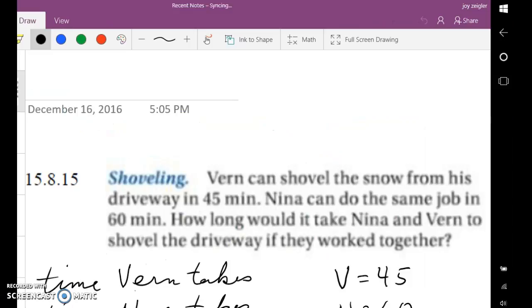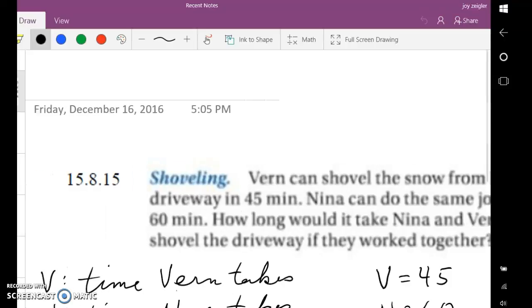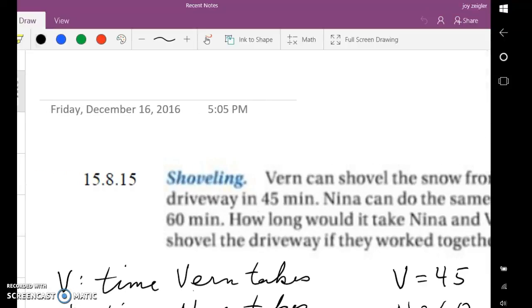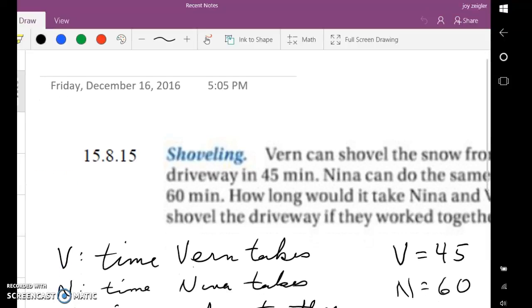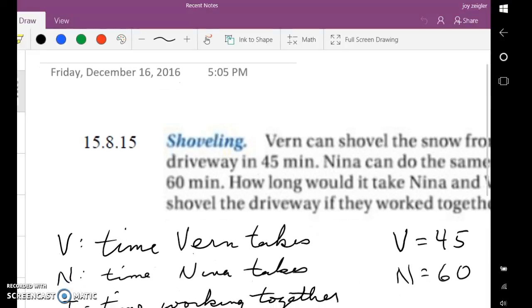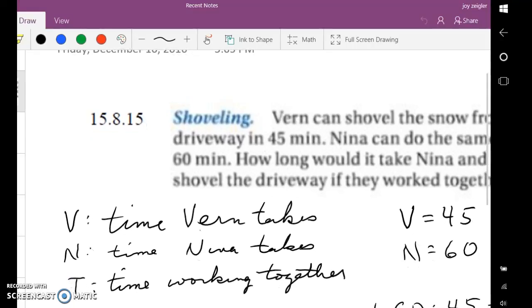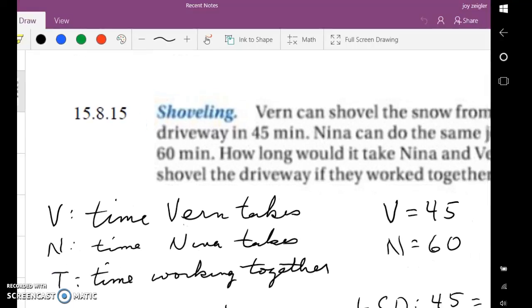Okay, here is a work problem. Vern can shovel snow in 45 minutes from his driveway. It takes Nina 60 minutes to do it. And the question is, if they work together, how long would it take them? So let's make some statements. We're going to use V for the time it takes Vern, which is 45 minutes. N is the time it takes Nina, which is 60 minutes. And T, capital T, is the time working together.